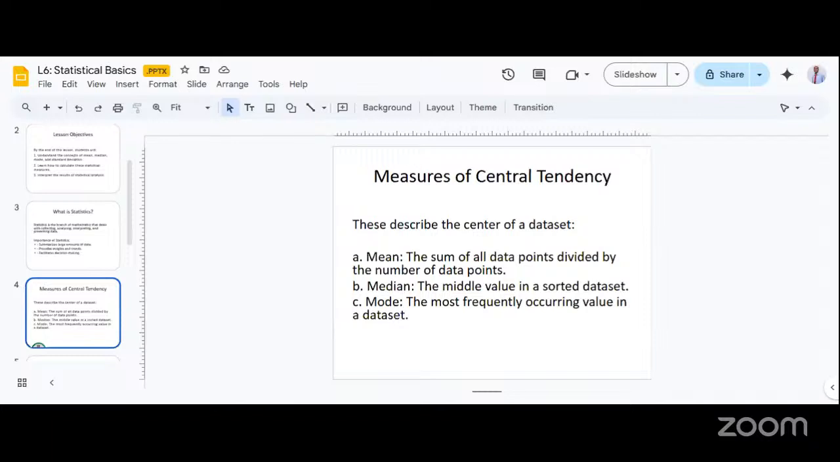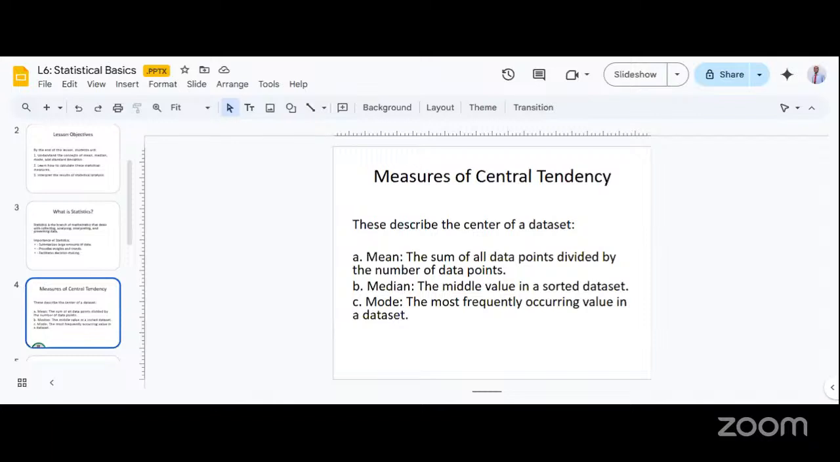Then divided by the number of data points in that set. So we have 5 data points: 1, 2, 3, 4, 5. If we were to count it now, 1, 2, 3, 4, 5. So it's 5 data points.